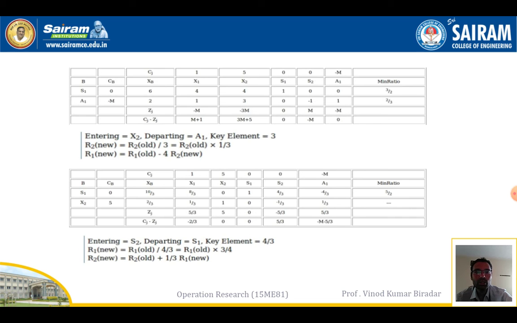4 by 6 is 2 by 3, the minimum ratio. So the minimum value is 2 by 3, select that particular row. So here 3 is the key element. That you have to remember.